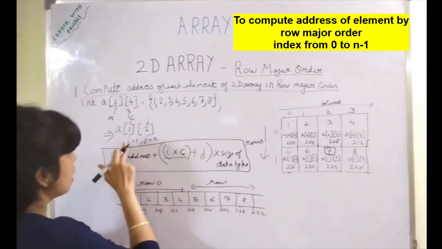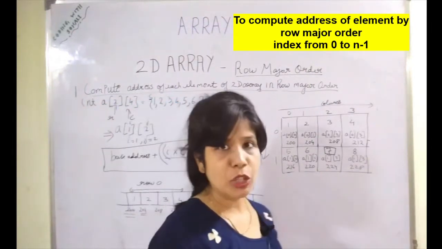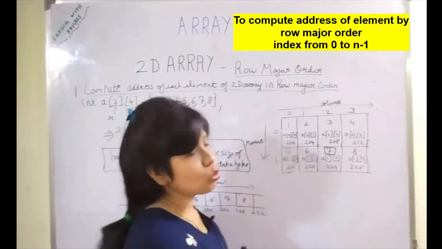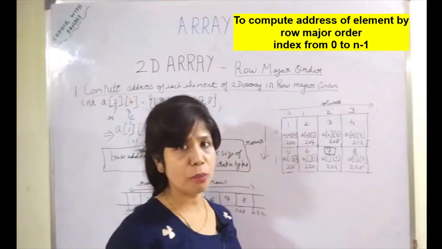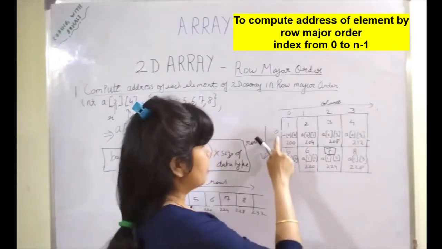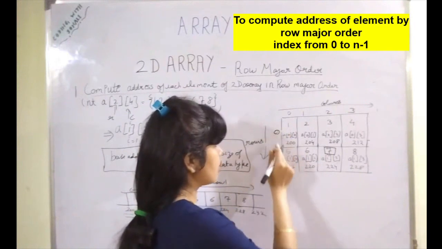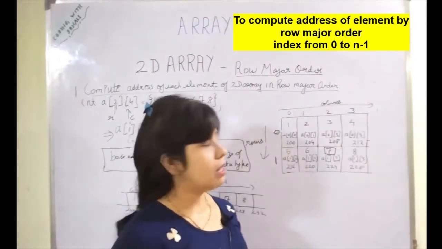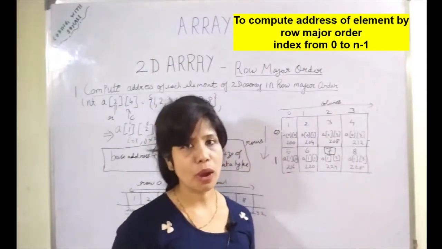That will not change, but I and J can change depending upon the address of which element you have to calculate. So here first of all you understood how to calculate the address of each element by using the row major order form. But if you are considering indexing starting from 0 to n-1, it can happen that the indexing is not starting from 0, it is starting from 1.